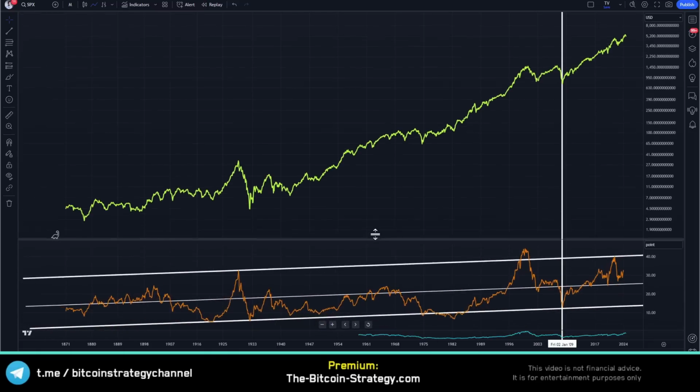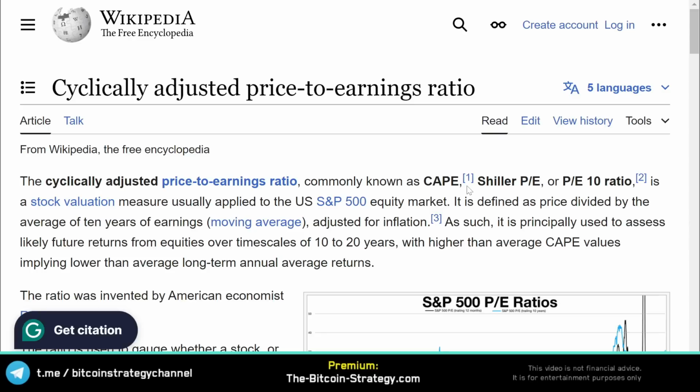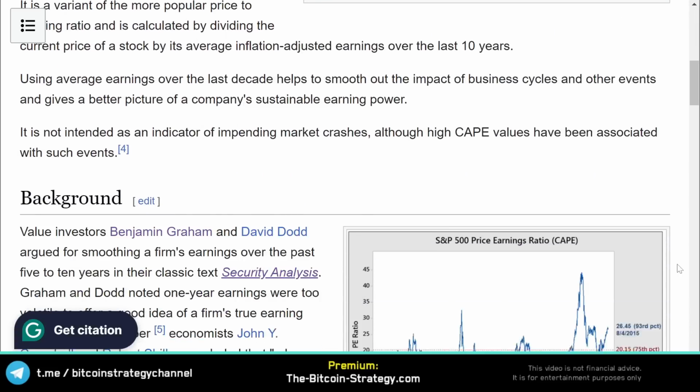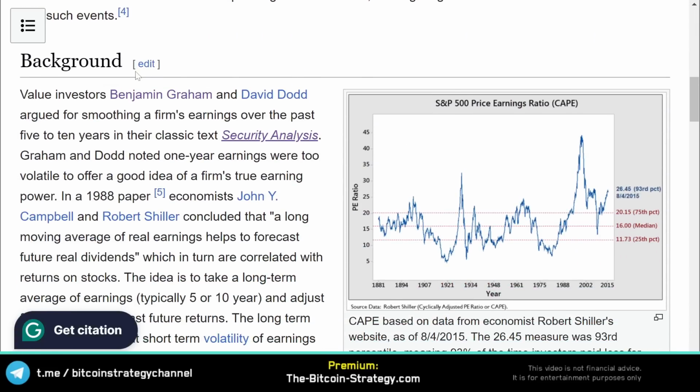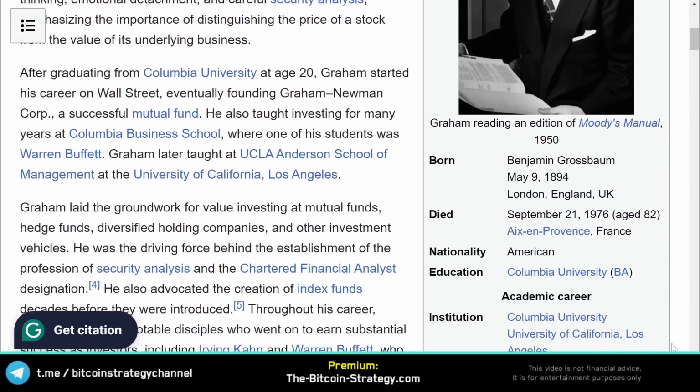Now let's have a look at the Shiller PE ratio. It's also called the CAPE ratio, so the cyclically adjusted price to earnings ratio. And this indicator is inspired by teachings of Benjamin Graham. Then it might make sense to smoothen out the price to earnings ratio over the last 5 to 10 years. The Shiller ratio takes an average of the inflation adjusted 10-year earnings. And Benjamin Graham's teachings were massively influential on Warren Buffett.